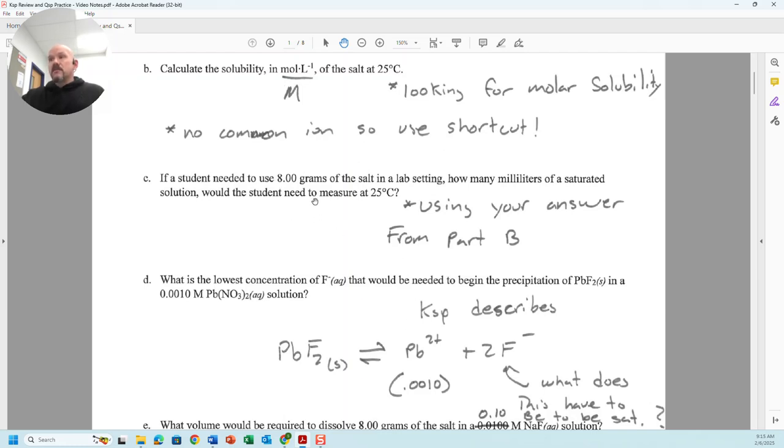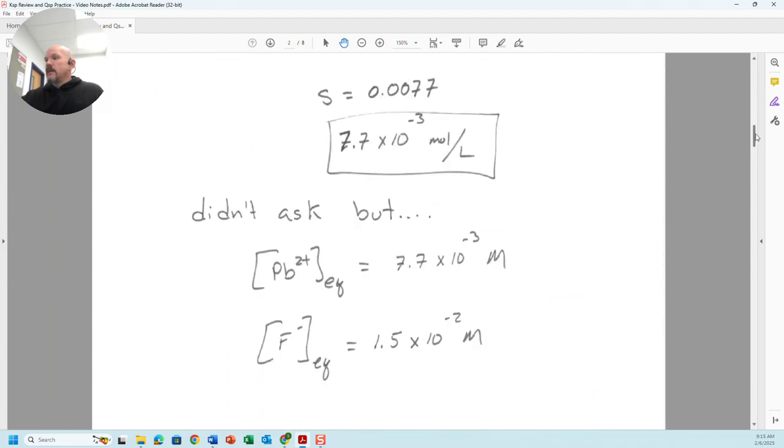We can use that to convert moles to liters or liters to moles. And so in this calculation, it's just dimensional analysis. We got to convert moles to liters, and they asked for milliliters, so then liters to milliliters. So it's 8 grams of lead fluoride divided by its molar mass, divided by the answer we got on part B, the molar solubility, and then times 1,000 to make it milliliters. All right, so let's see what that setup would look like.